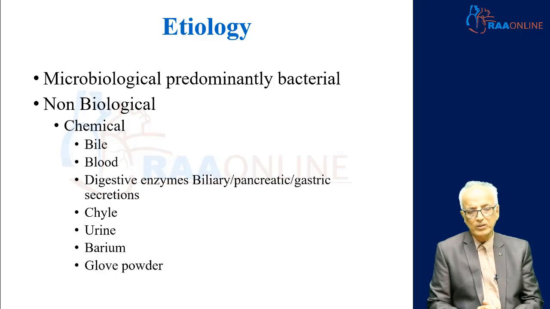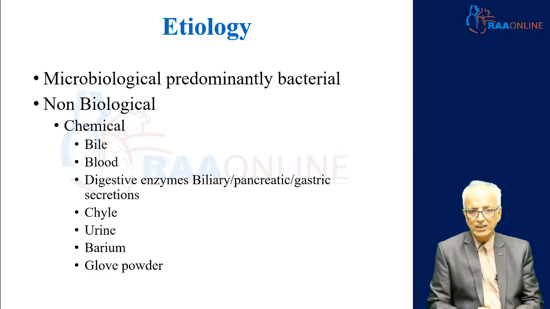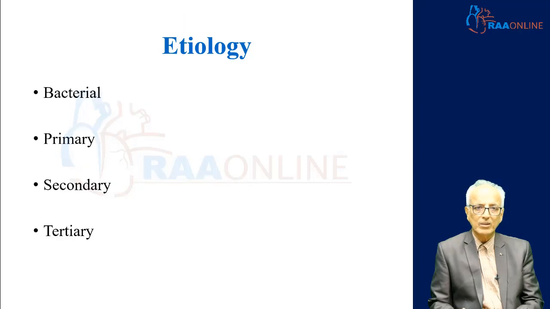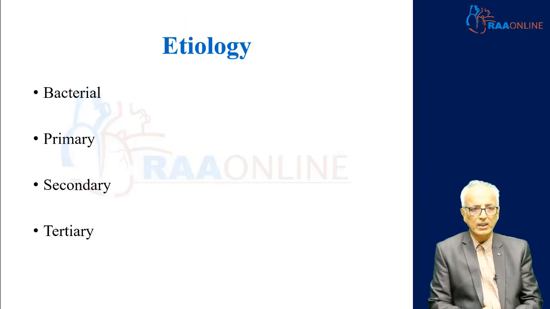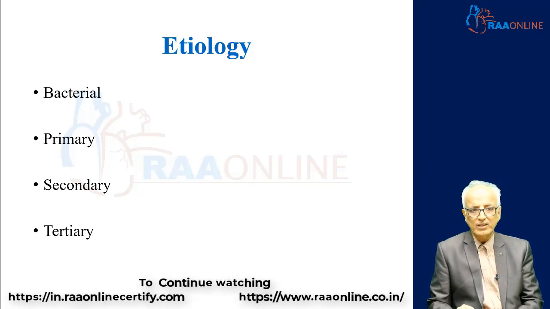Chemical peritonitis: bile, blood, digestive enzymes like biliary, pancreatic or gastric secretions, chyle, urine, barium, glove powder, or these non-biological chemical reasons for peritonitis. Now, bacterial peritonitis is the commonest one we encounter in our surgical practice. As we said, it is responsible for primary, secondary and tertiary peritonitis.